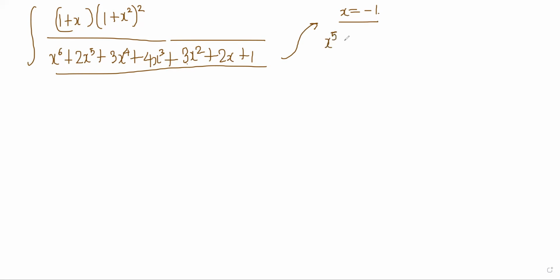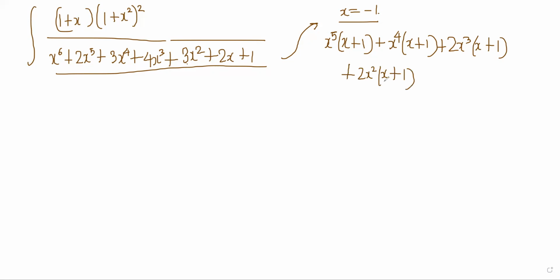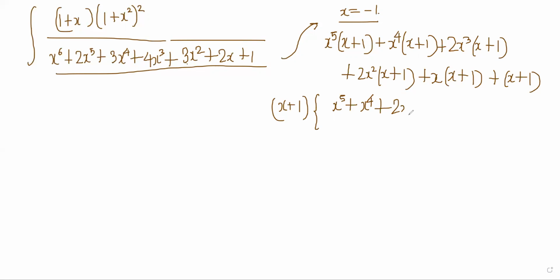So what I'll do is x power 5, x plus 1 plus x power 4, x plus 1 plus x power 4 plus 2x cube, x plus 1 plus 2x cube plus 2x square, x plus 1 plus 2x square. So plus x plus 1 plus x, so plus x plus 1, right? So x plus 1 is a factor. I'm just taking x plus 1 out and you're getting x power 5 plus x power 4 plus 2x cube plus 2x square plus x plus 1.